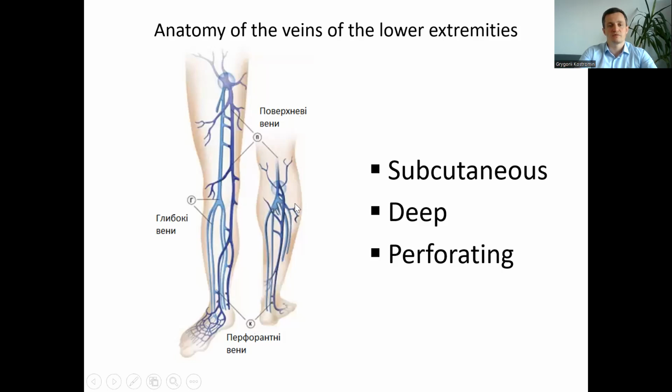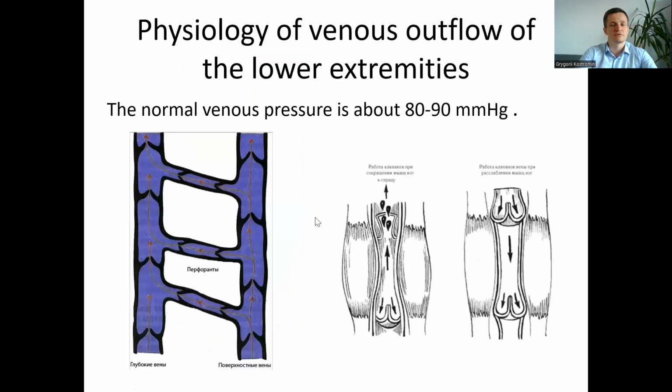subcutaneous veins, vena saphena magna and vena saphena parva, deep veins, which are similar to arteries, and perforating veins between subcutaneous and deep veins. All of those veins contain valves which send blood in a central direction.